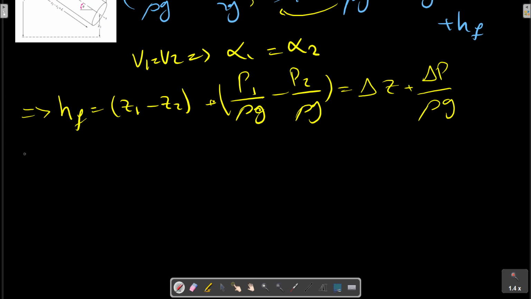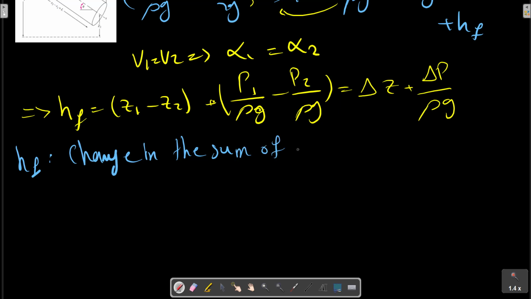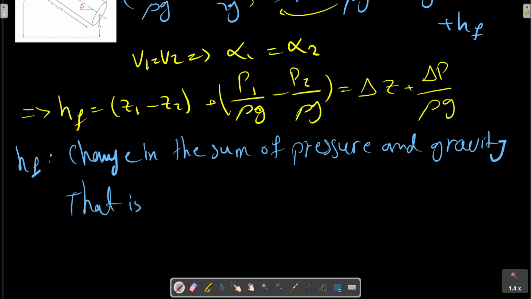So HF is the change in the sum of pressure and gravity head, that is, the change in height of the hydraulic grade line.